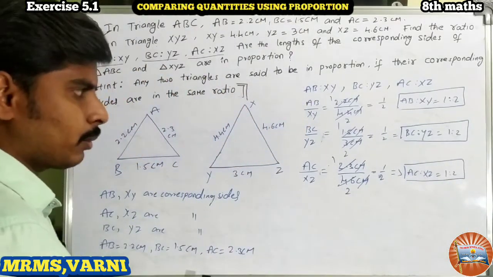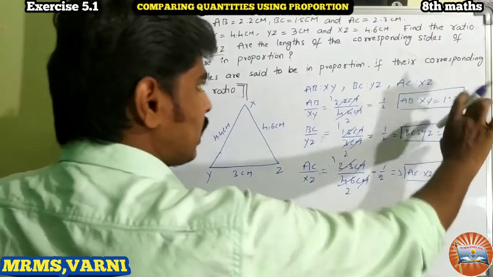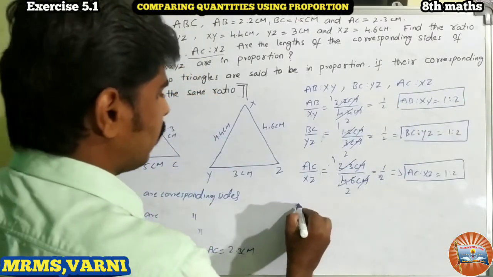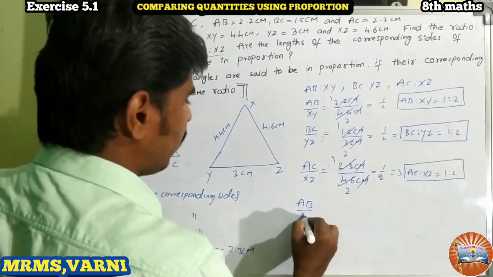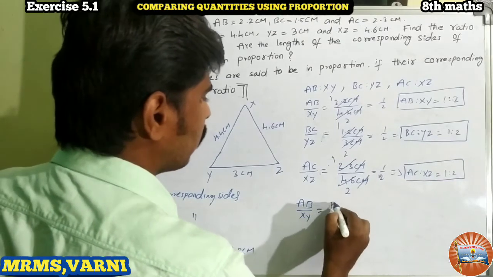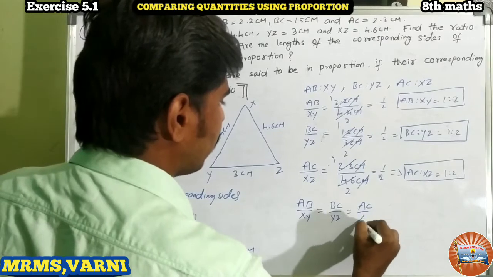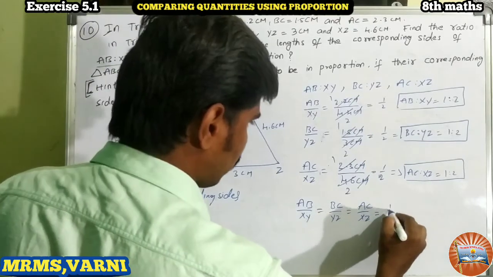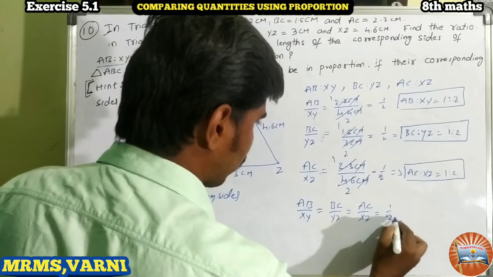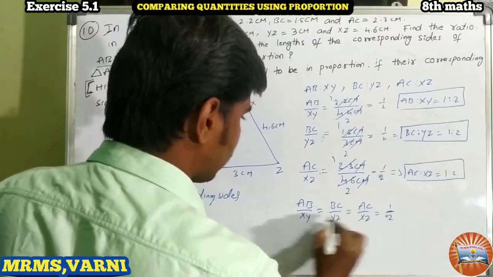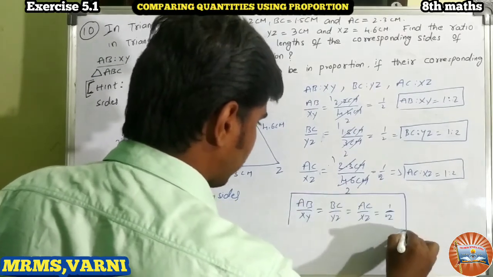So all the three corresponding side ratios we got the same, 1:2. That we can write AB by XY is equal to BC by YZ is equal to AC by XZ is equal to 1 by 2. The ratio is fixed here and it is the same for all three corresponding sides.